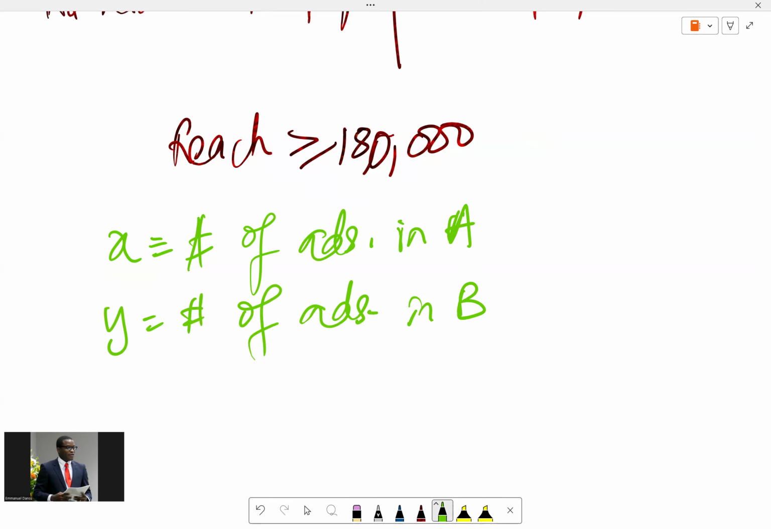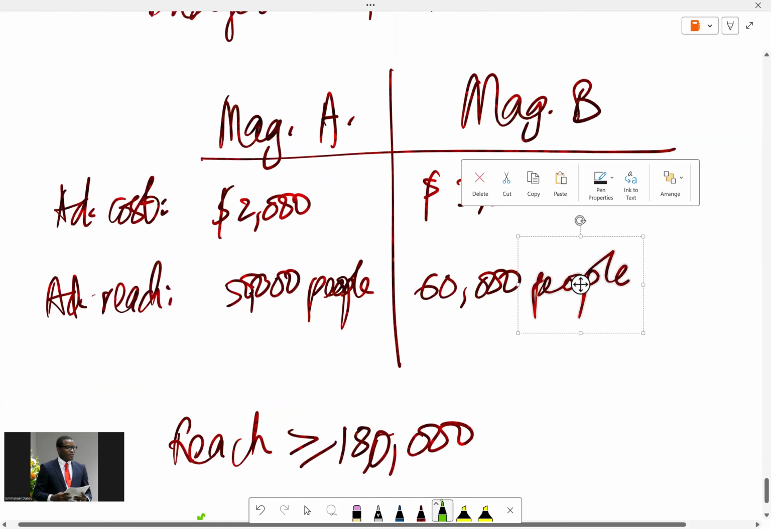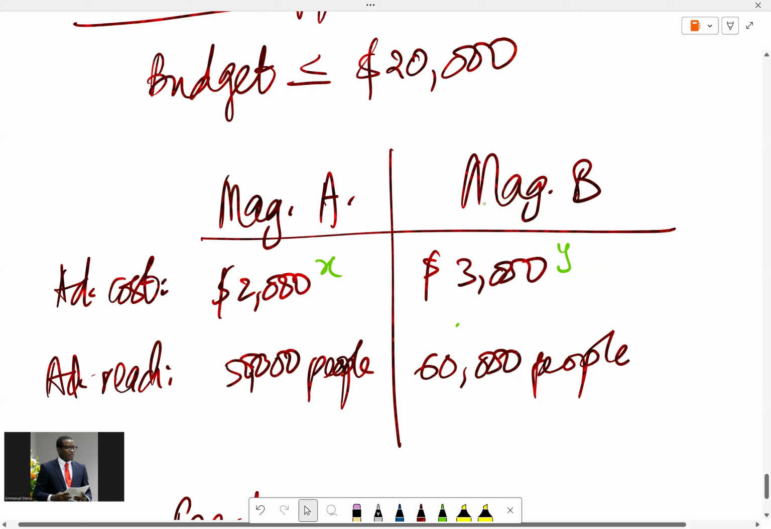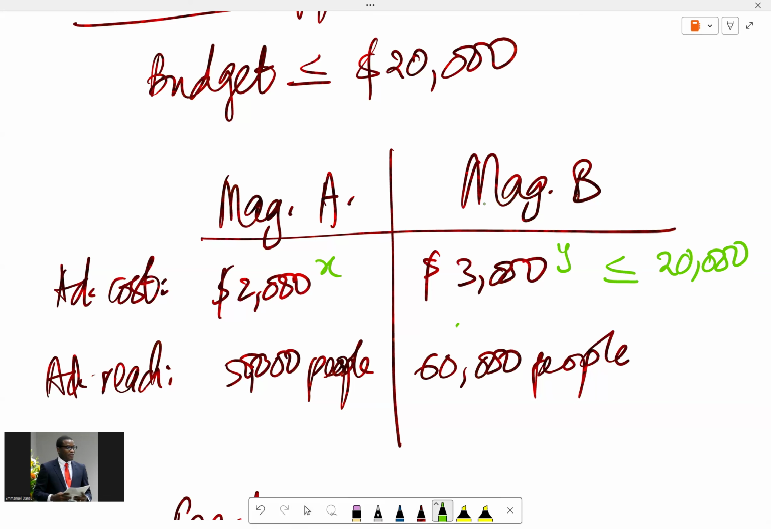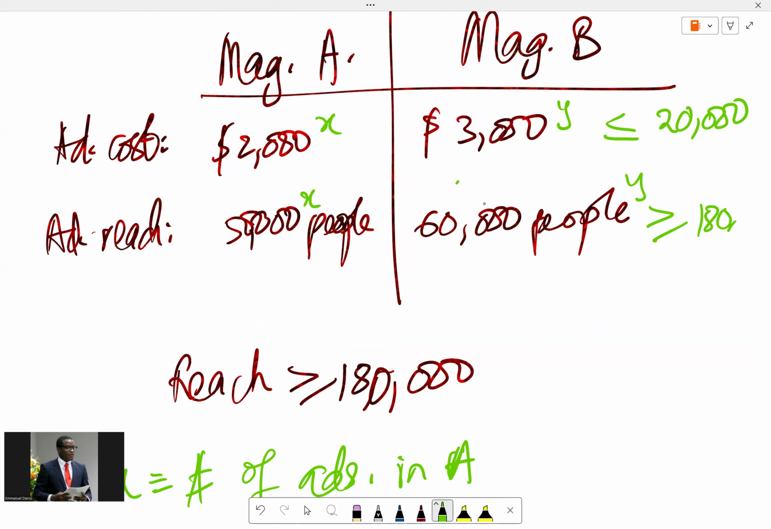Once you establish that, then you can say, okay, for A, ad cost is 2,000. So you can say this is X, this is Y straight, and no matter how we spend, it has to be less than or equal to $20,000. Okay. So you have one constraint already taken care of straight up. Then ad reach: A can reach 50,000, so multiply by X, multiply by Y. And in total, we want to have greater than or equal to 180,000 reach.